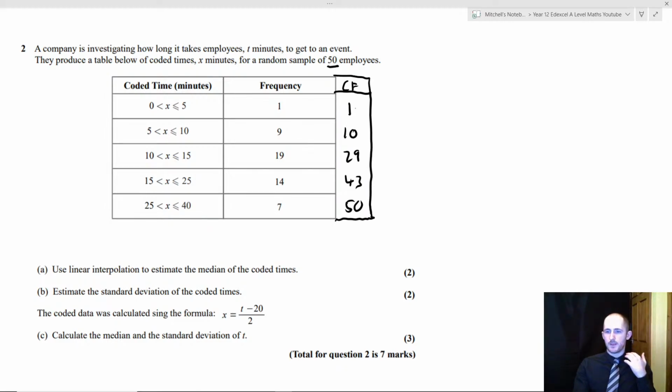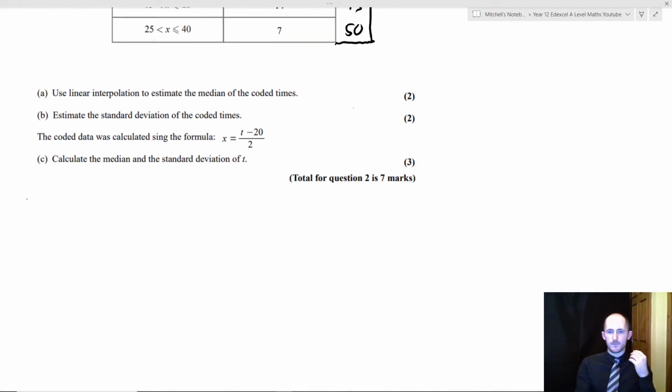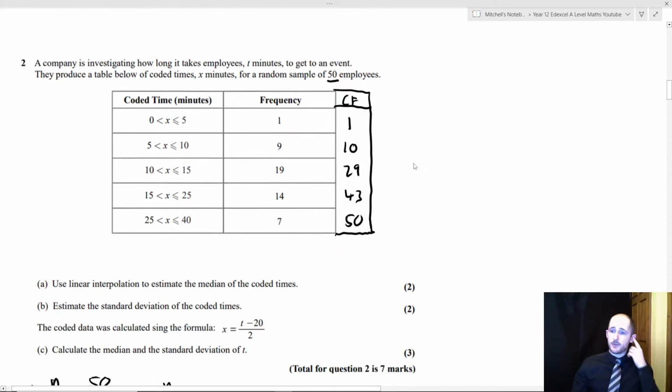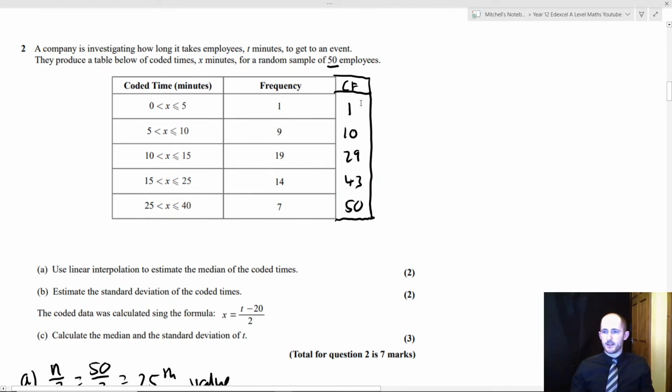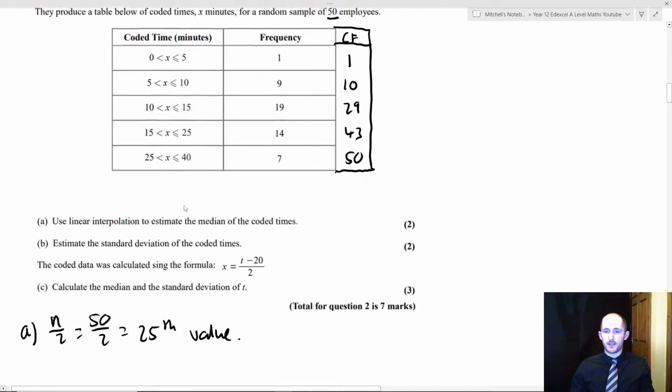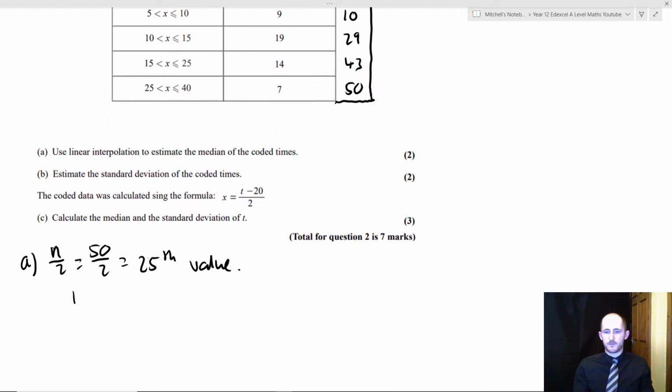Okay. Linear interpolation. So again, let's go down, and we're going to do n over 2, which is 50 over 2. We're looking for the 25th value. So the 25th value is going to be within, so 1, 10, 29, so it's going to be within this class here, 10 to 15, okay? So we know it's in that class.